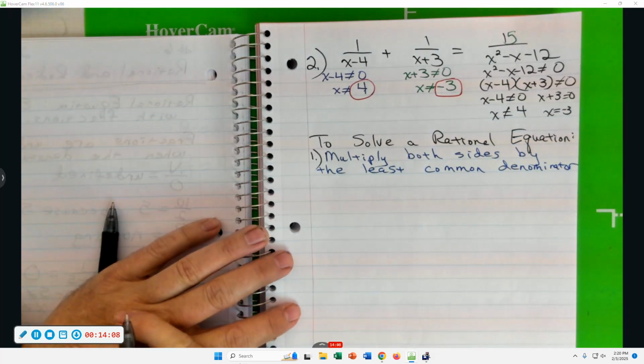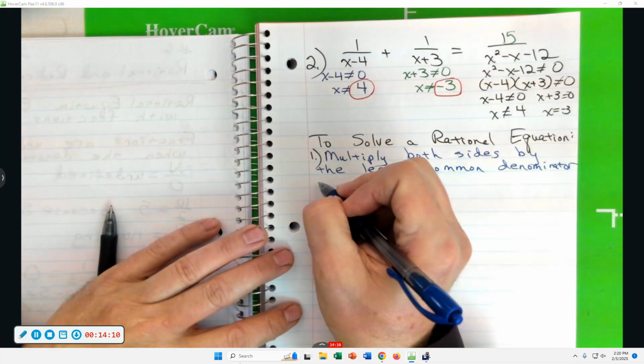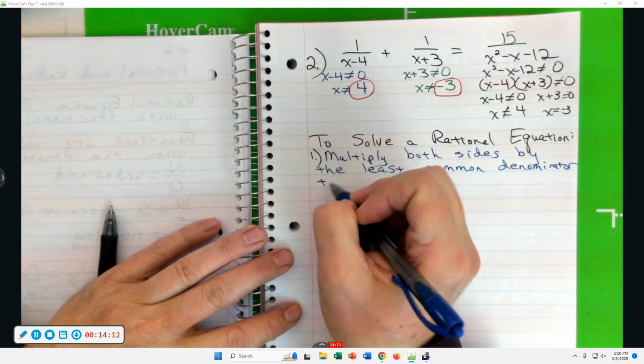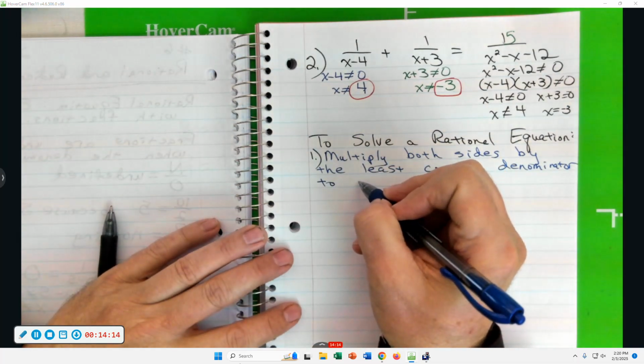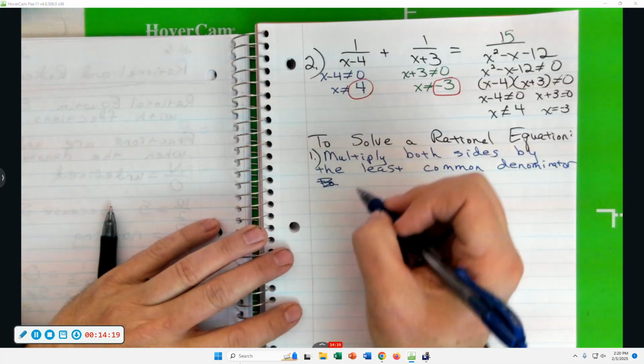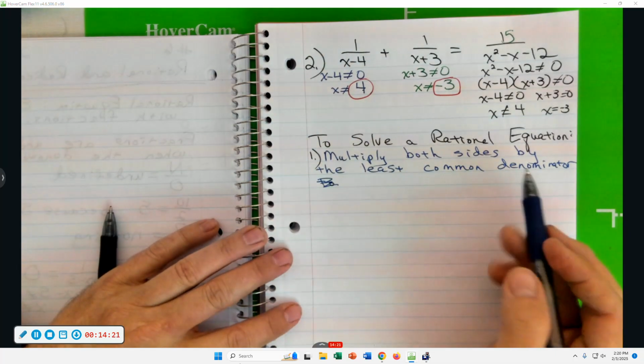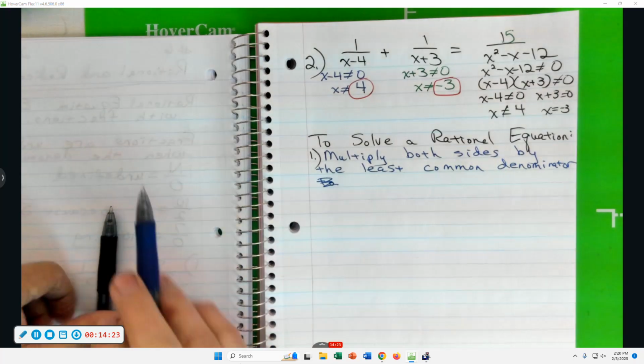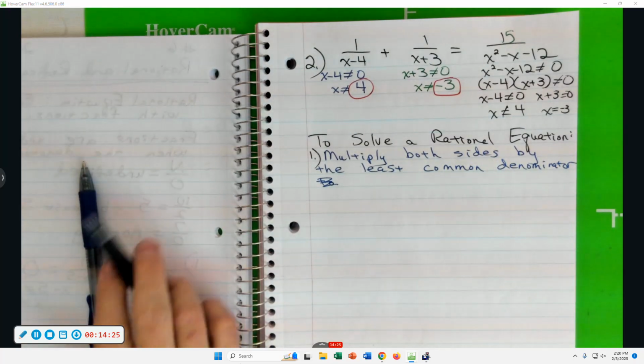Multiply both sides by the least common denominator to... I think I'm not even going to say that, okay? But I'm going to make a note right here. We're multiplying both sides by the least common denominator. We're going to have to distribute.